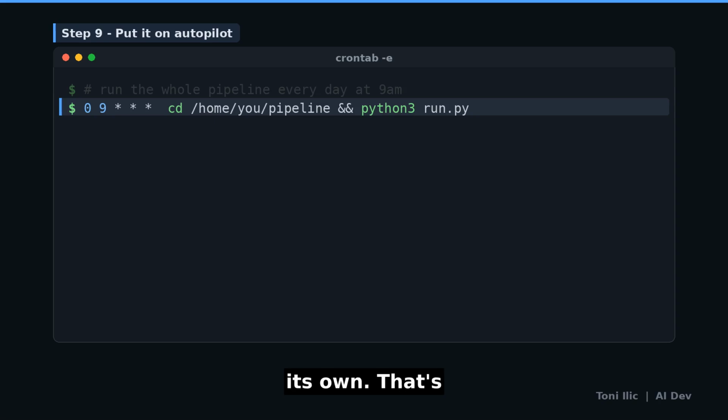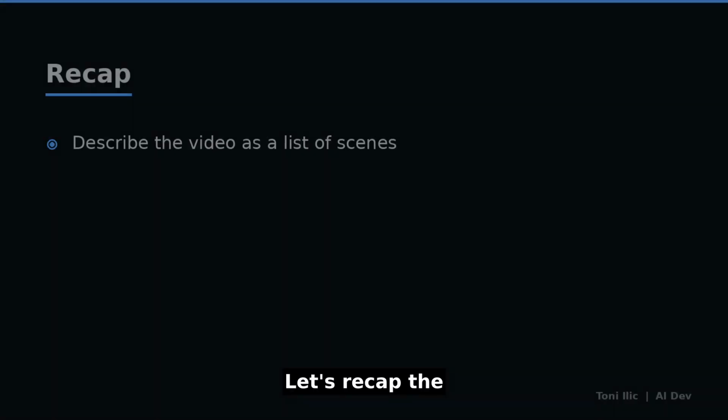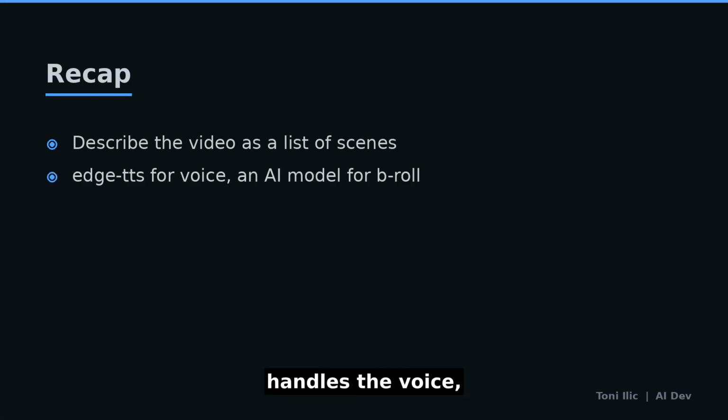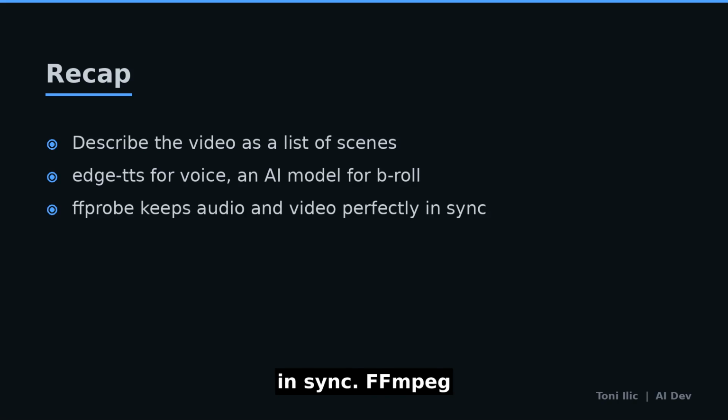Let's recap the whole system in one breath. You describe the video as a list of scenes. TTS handles the voice and an AI model handles the B-roll. FFprobe keeps the audio and video perfectly in sync. FFmpeg assembles, brands, and captions the result. And the YouTube API plus a scheduled job makes the whole thing run itself.